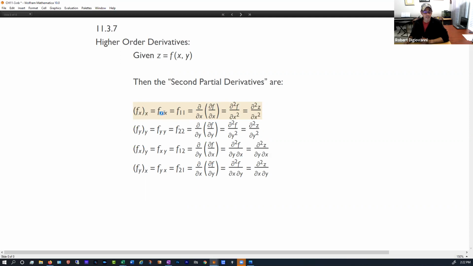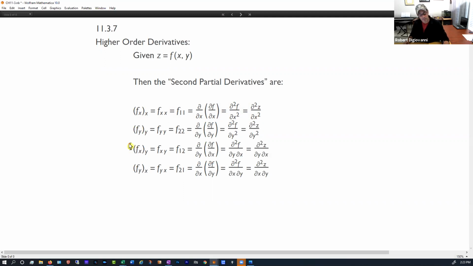Another notation is fxx. And that is read left to right. So that means you do with respect to x first, then with respect to x again. Or you could do f11. That's not f-eleven. That's f-one-one, which would mean partial with respect to the first variable, partial with respect to the first variable. Or this notation, partial with respect to x of the partial of f with respect to x. Or this one, or this one. If you want to do the partial with respect to y twice, these are the notations.